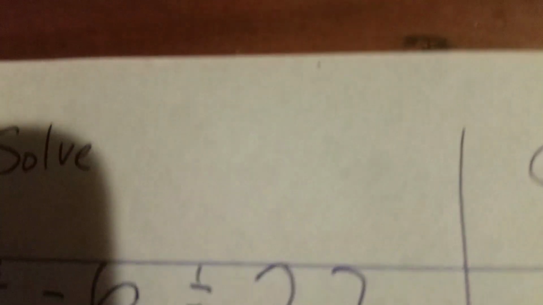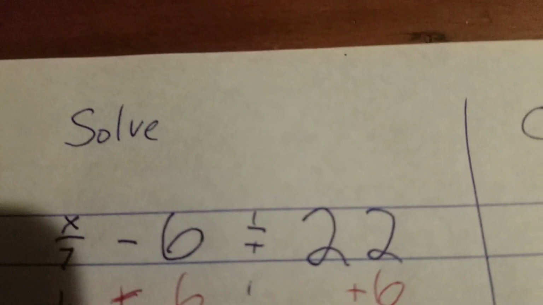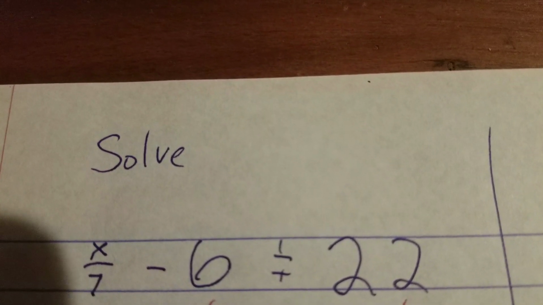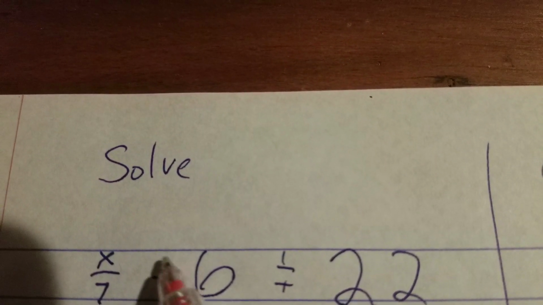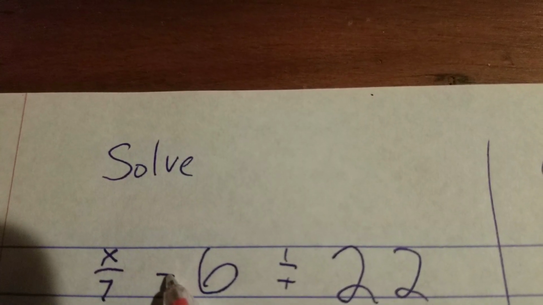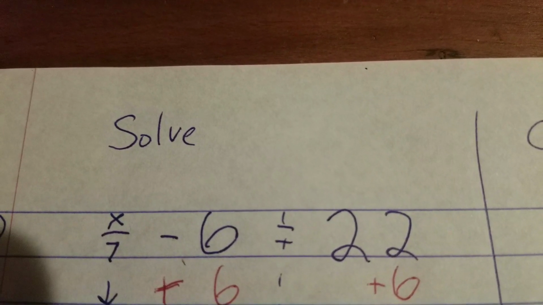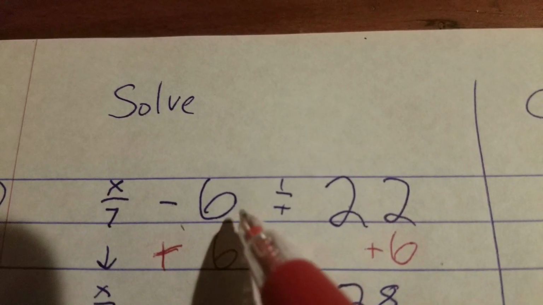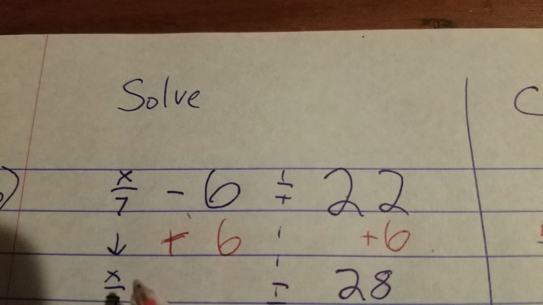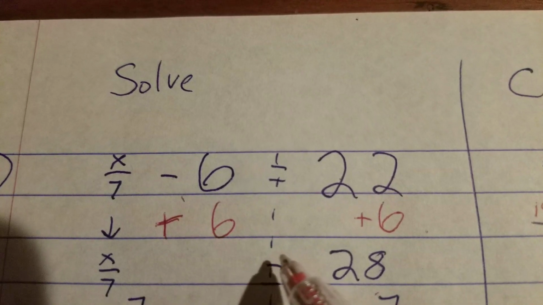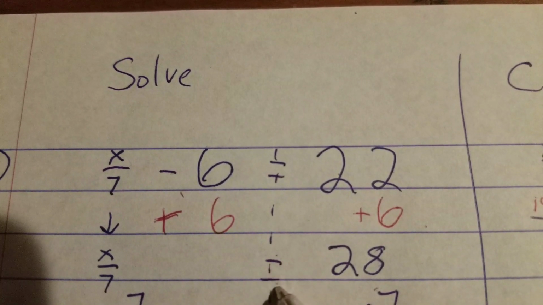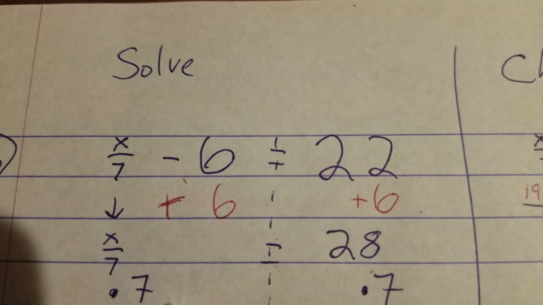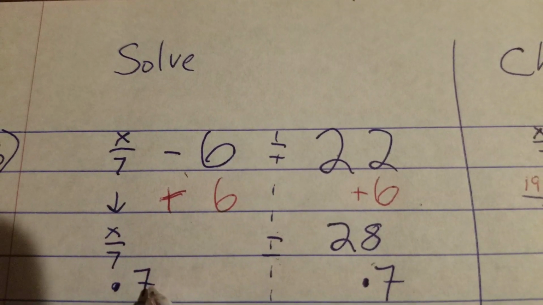Okay, so we have x divided by 7 minus 6 is equal to 22. We first see a subtraction, so we're going to do the opposite. We're going to add 6 to both sides. 22 plus 6 is 28. These guys cancel, and we bring down our x divided by 7. Equal sign still on the brick wall. Now, since it says dividing by 7, we are going to multiply by 7, which will cancel these guys out.